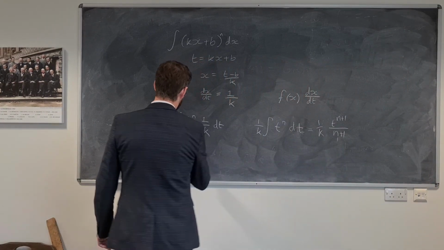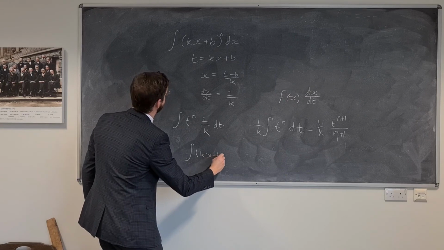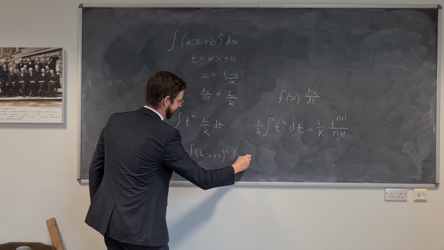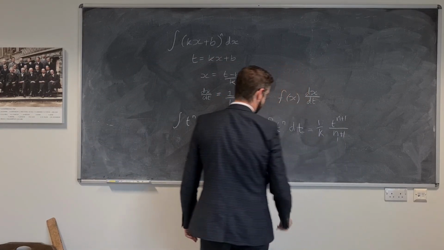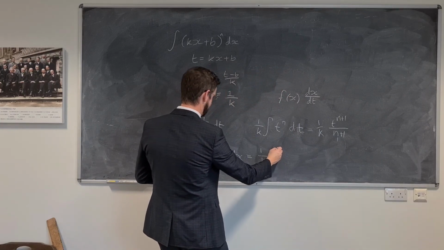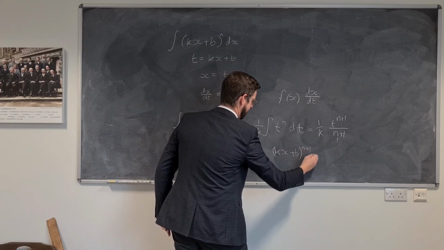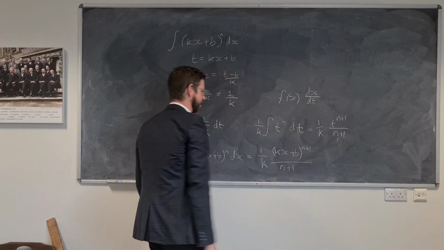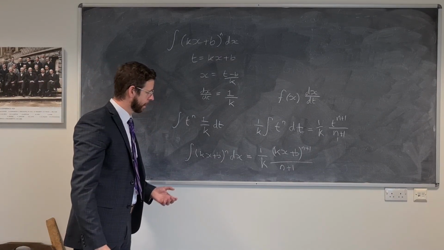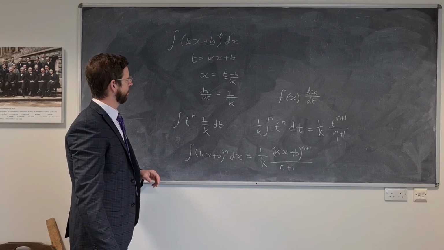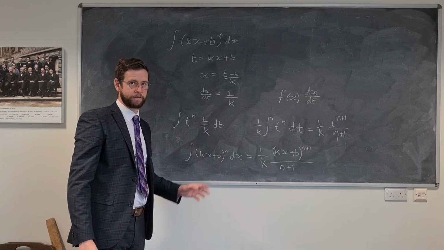So when we integrate this expression, (kx plus b) to the power of n, dx, we find that the solution is 1 over k times t, which was kx plus b, to the n plus 1 divided by n plus 1. Now this is generally true, and we can just replace k, b and n with any numbers that we so choose, and then using the method of switching the variable, we're able to calculate what the integral will be of that function.